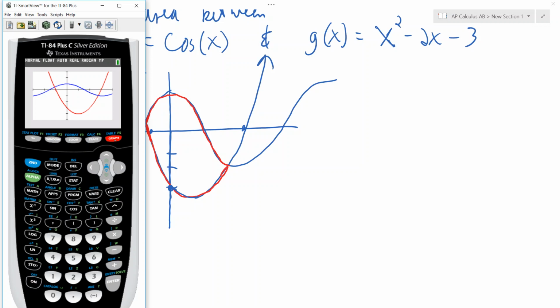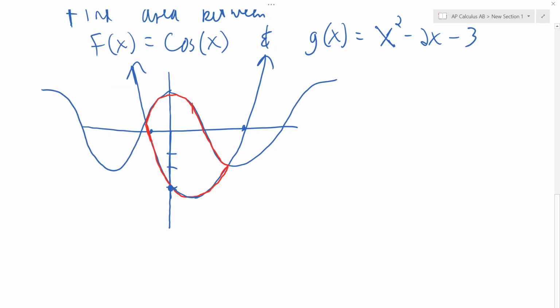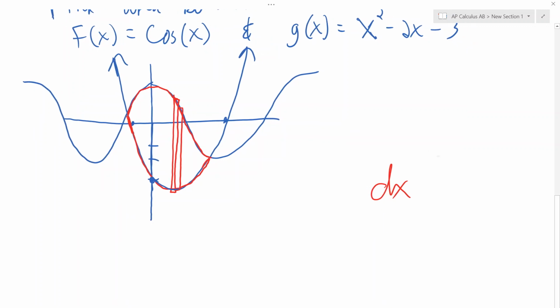We get that? So what's the area of each one of these rectangles? What's the thickness when we draw them? We're making them infinitely thin like this. That's right. The thickness is dx. Good call. And what's the height of each one? What's on top of those rectangles?